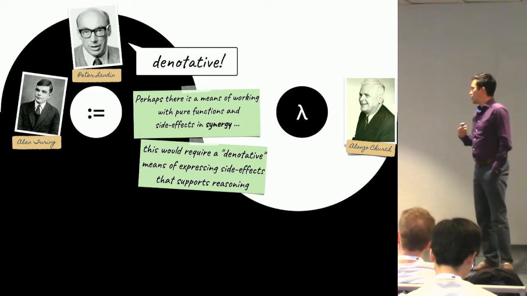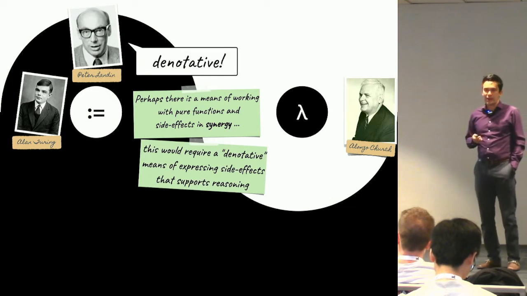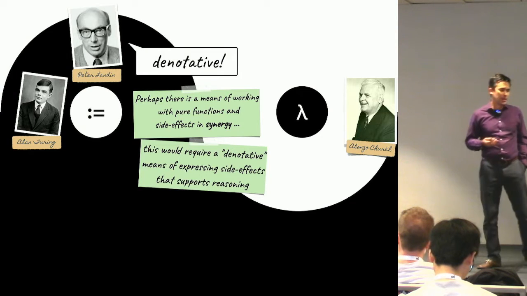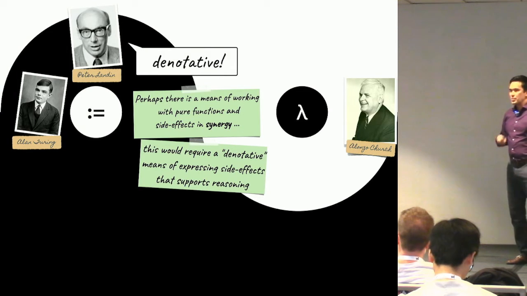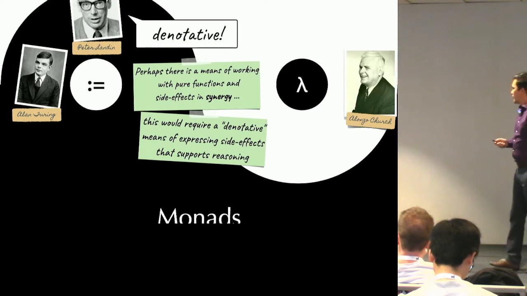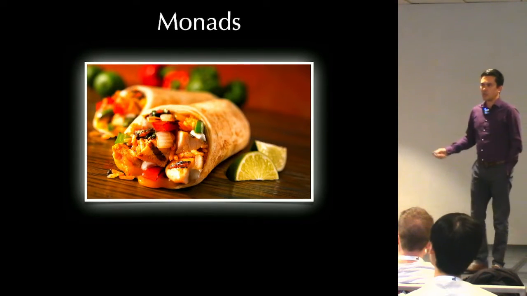So what would denotative look like in the context of effects? Well, it means that we need to have a way of being able to reason about effects and how they're carried around and how they influence one another. And I think that monads are a good way of doing that.